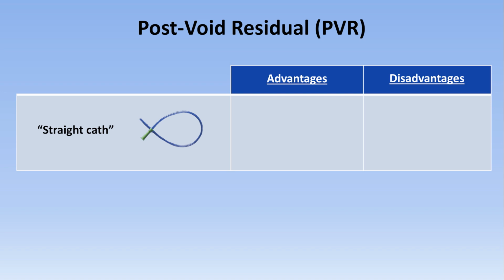Its placement is similar to Foley catheters, except there is no inflatable balloon at the tip to keep it in place, so it must be removed immediately after the bladder has been drained. Straight caths are precise and also allow for sample collection. Unfortunately, they can be uncomfortable, as you might expect.